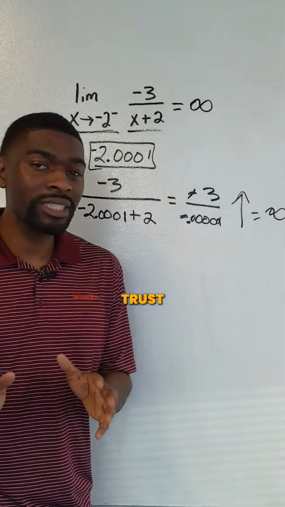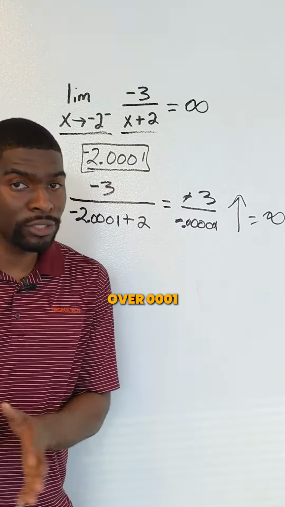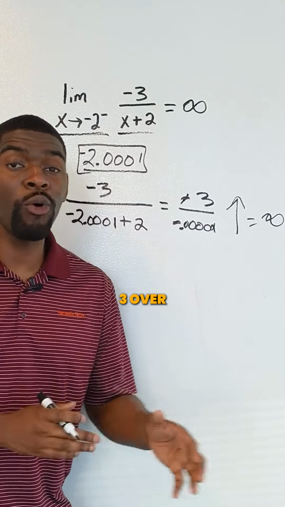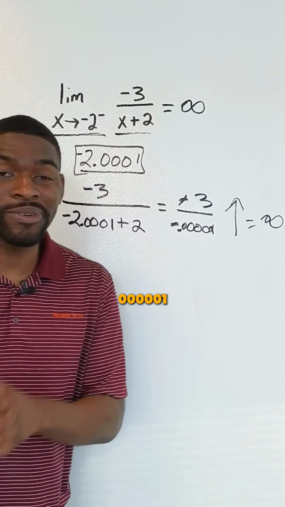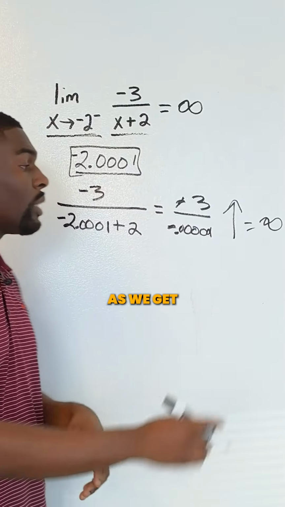Now, if you don't trust that math, take your calculator right now and do 3 over 0.001 and then do 3 over 0.00001. And as you can see, those numbers are going to get bigger and bigger as we get closer to -2.